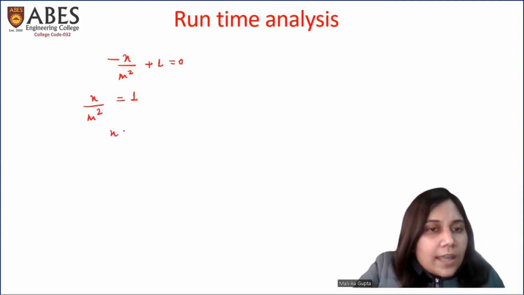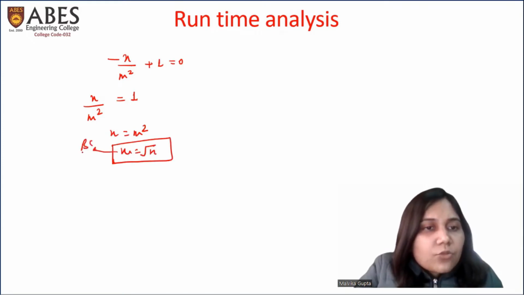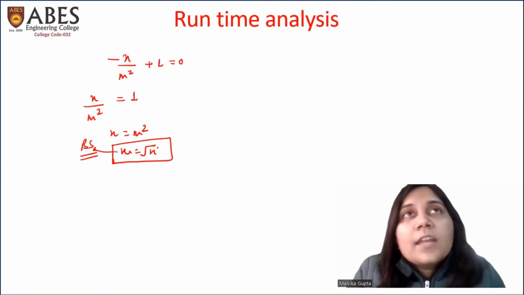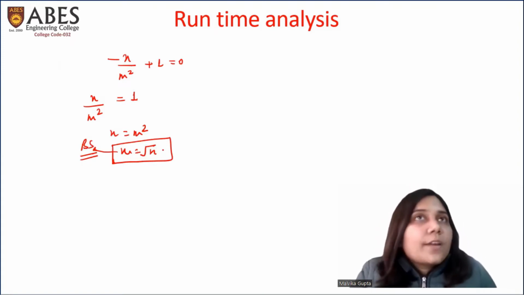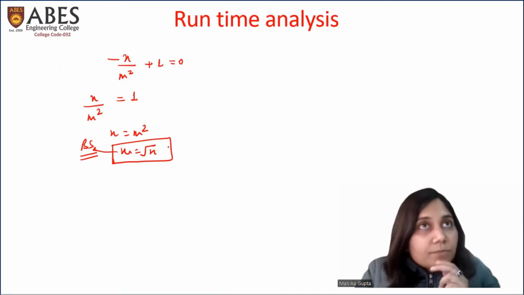Now you see n equals m square, so m equals the square root of n. I have considered m as my block size, so I can find my block size by using the square root of n. This concept we have already used in the case of jump search.